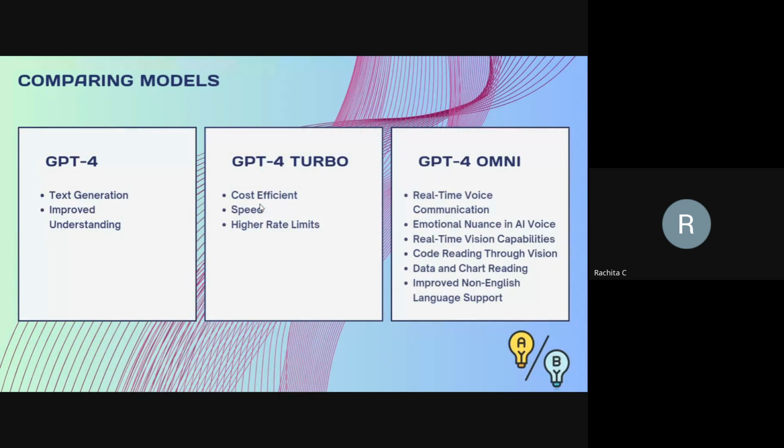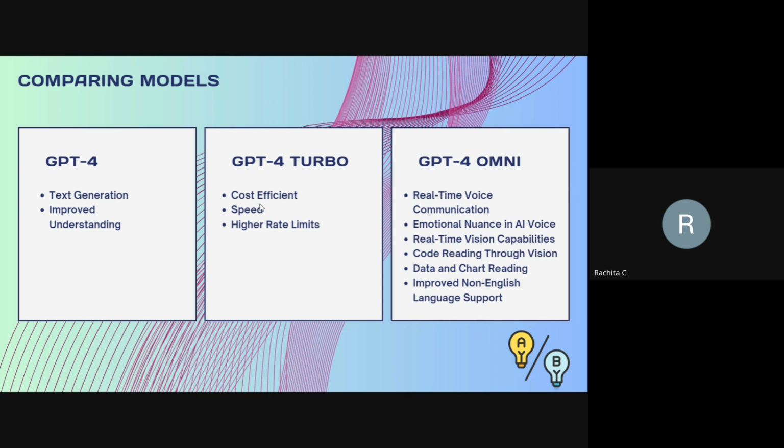So I've been telling that this model performs better than previous models. So let's see a high-level comparison between these models. First one we have here is GPT-4. This is able to do text generation, and it has improved understanding of the context with which the user is giving the input when we compare it with the 3.5 or 3 GPT models.